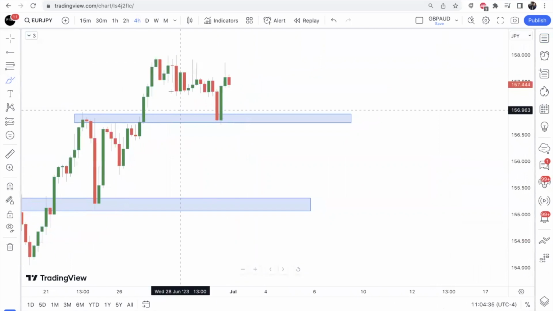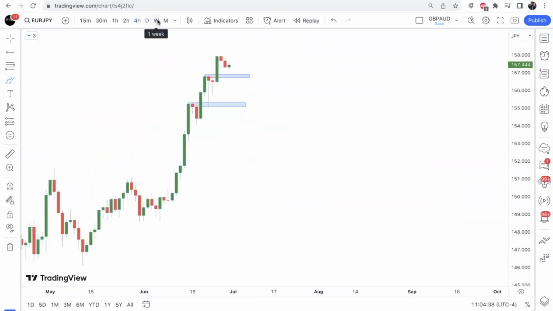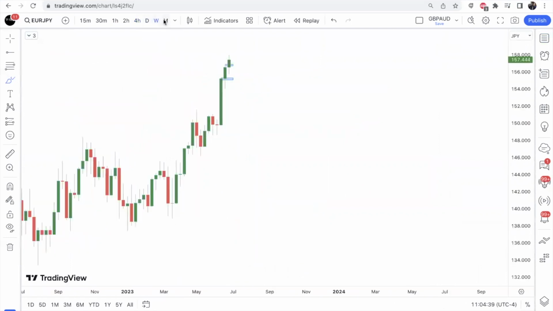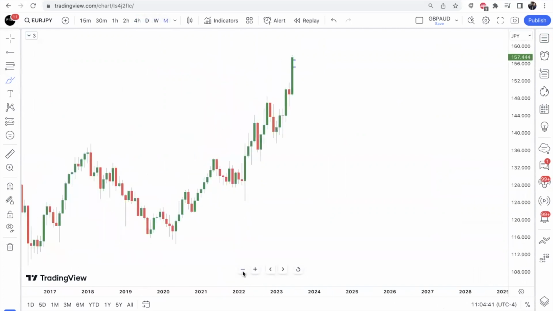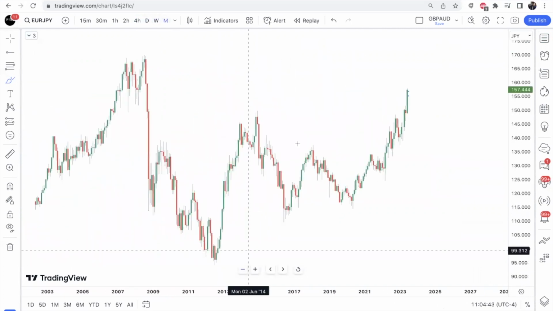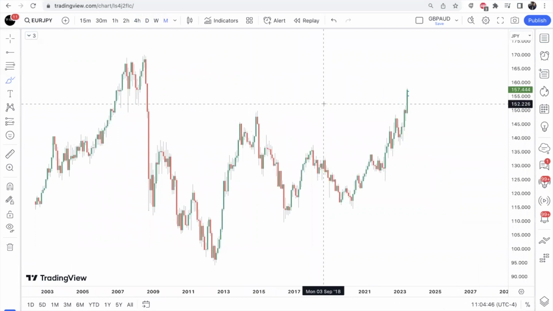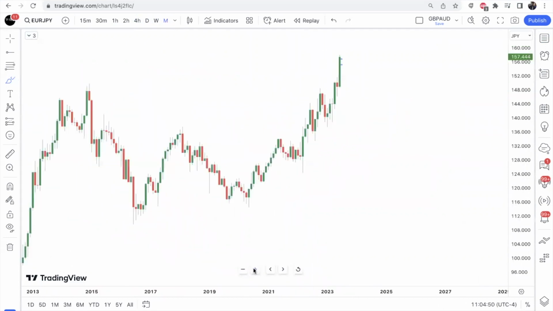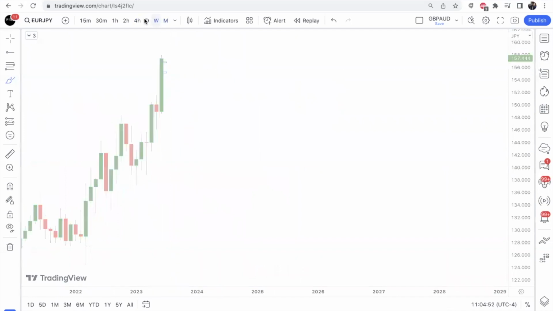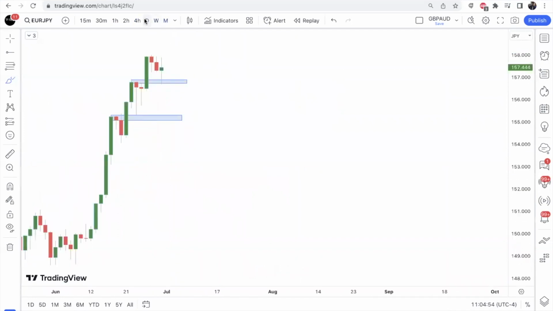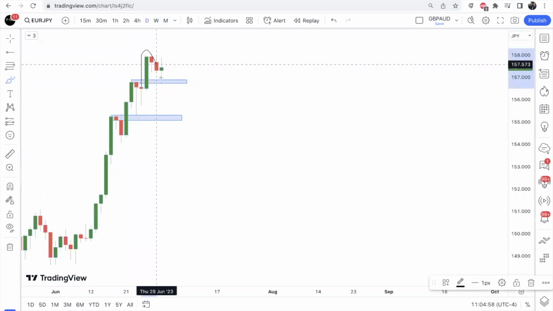EURJPY. So the yen pairs have been extremely bullish, man. For me, there's no reason to sell. Look at that monthly candle. It's been just a straight pump, showing that the yen has been crazy bearish. So with that, even here on this daily, we had a bullish engulfing pump retest. So this could possibly be setting up.